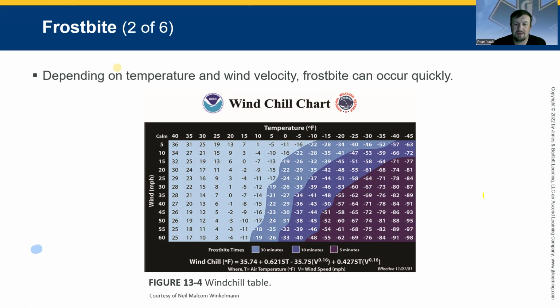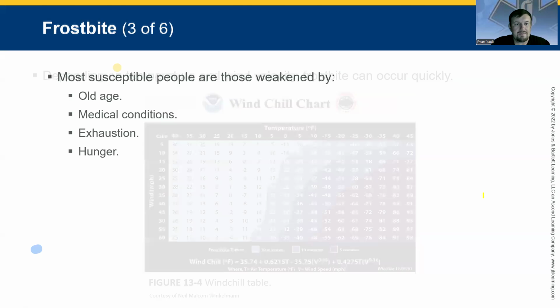So frostbite can take place within 30 minutes. And this chart, if you look at it for a minute, you can tell by color coding: 30 minutes, 10 minutes, 5 minutes. So wind chill plays a huge factor.